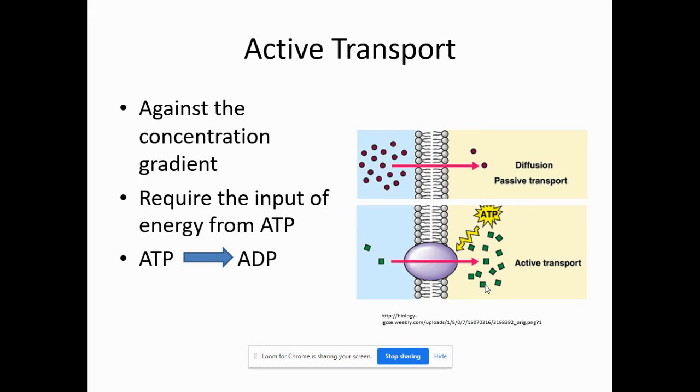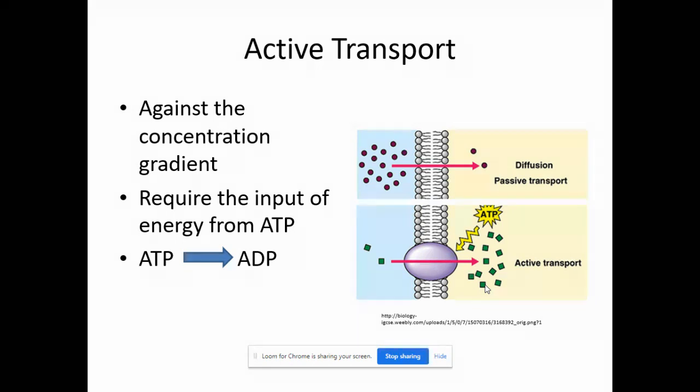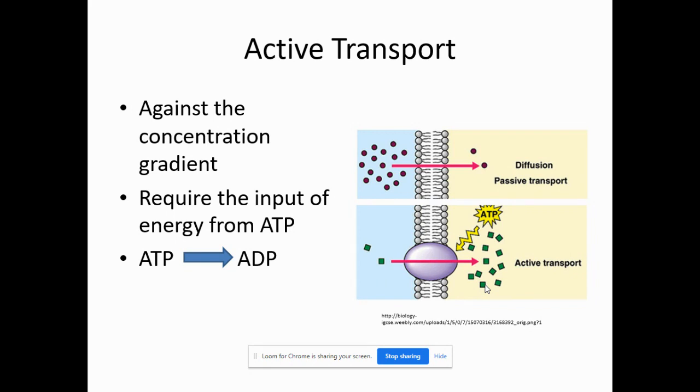However, there are times when the cell needs to move molecules or ions against their concentration gradient, from an area of low concentration to an area of high concentration. So those molecules or ions are moving up that hill from low to high. And if you go up a hill, you need energy. It's much easier to go down the hill, but when you go up it, you need energy. So going against a concentration gradient is considered active transport because you need the input of energy.